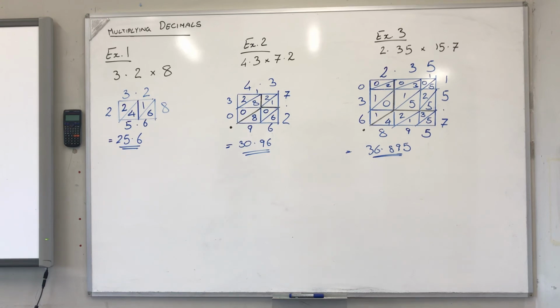So no matter what the decimals are, we know this method, you'll be able to do it for any decimal. Okay? So the most important thing is remembering where the decimal point goes, because anything else is just like regular whole number multiplication. Alright? So that's multiplying decimals.